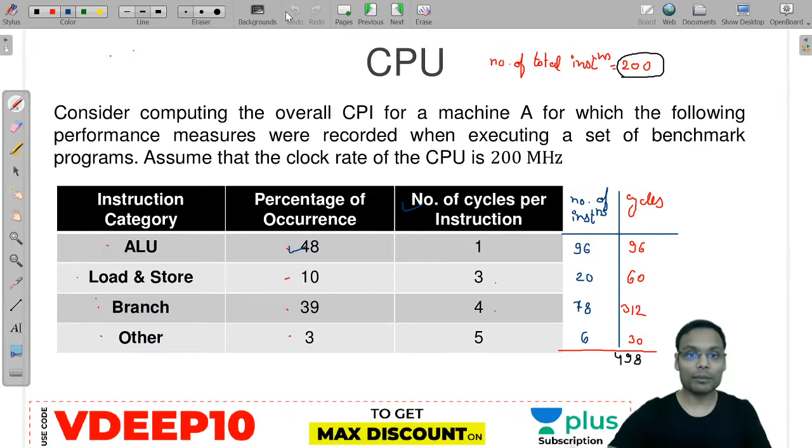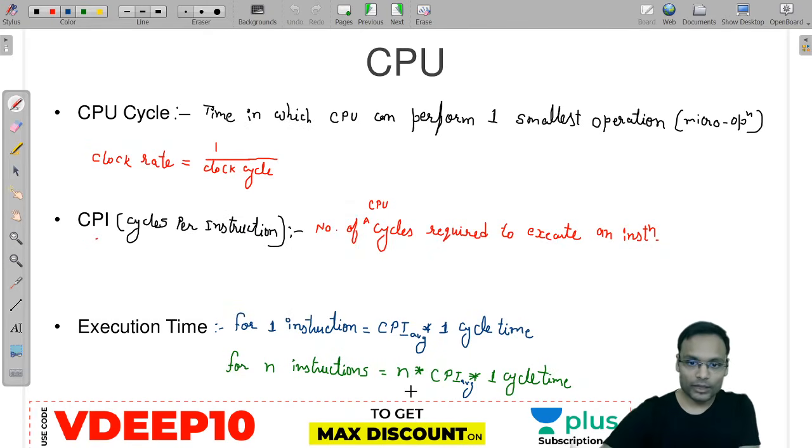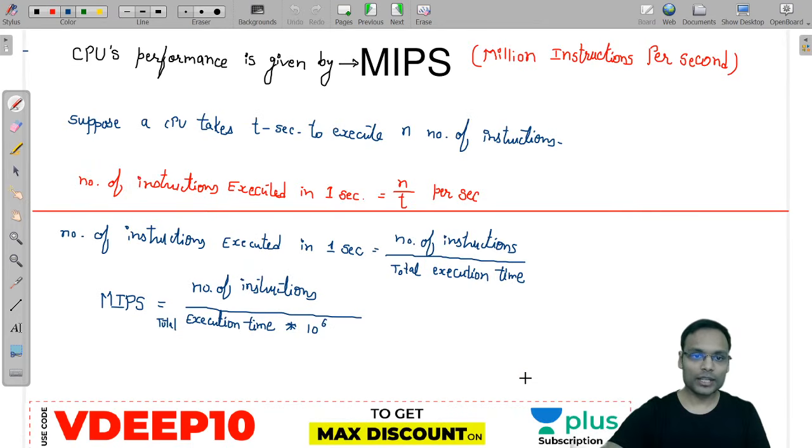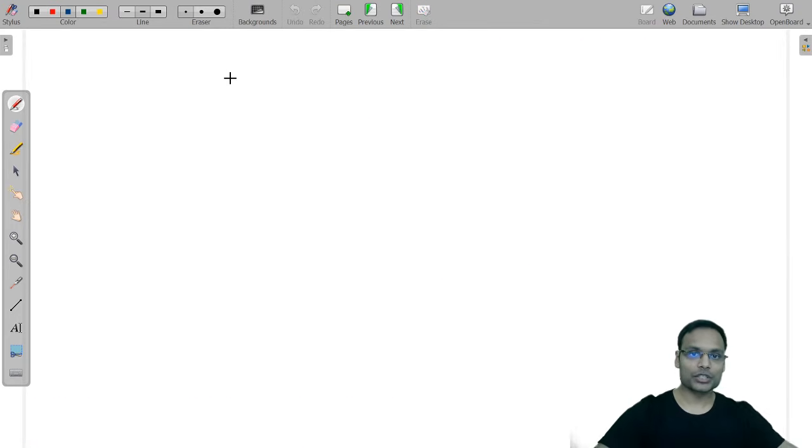execution time का formula है हमारे पास. What is that? N into CPI average into 1 cycle time. N is number of instructions into CPI average into 1 cycle time. So let's put it together. Okay, so I am having a formula for execution time.